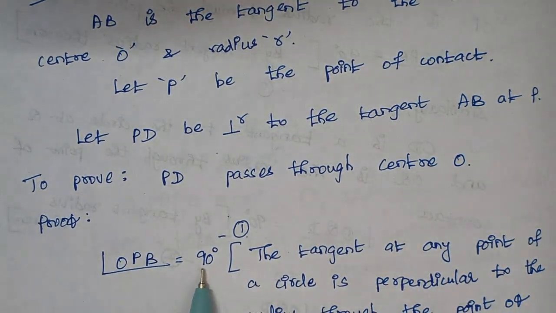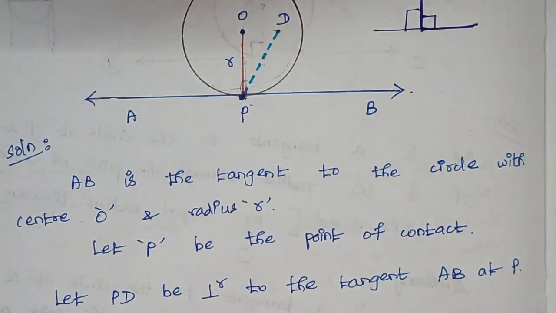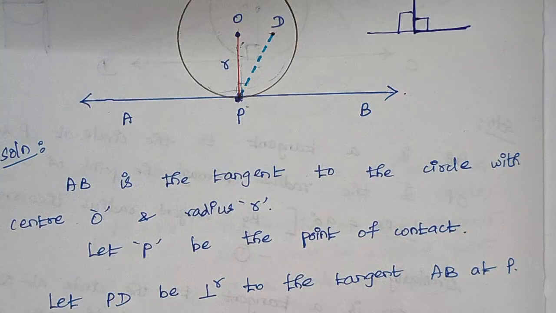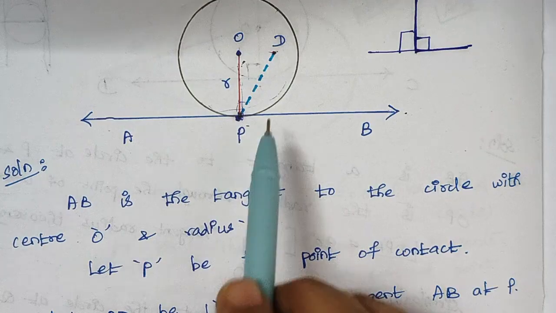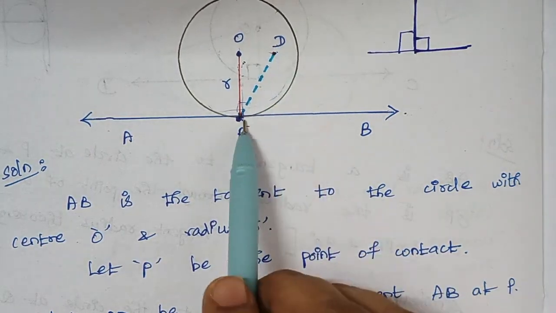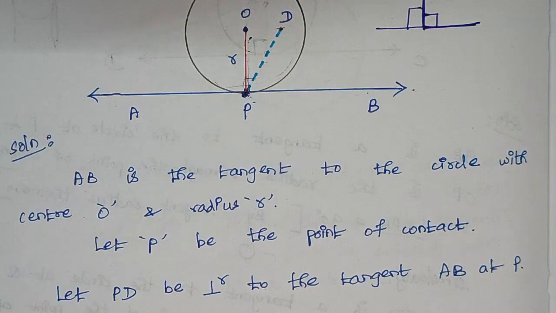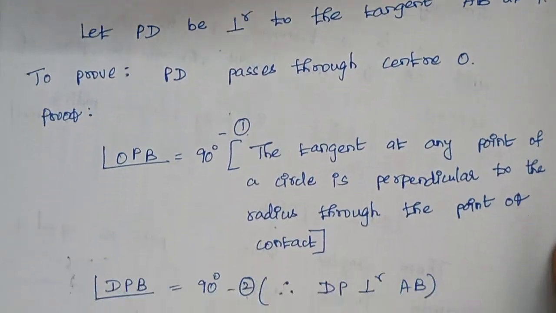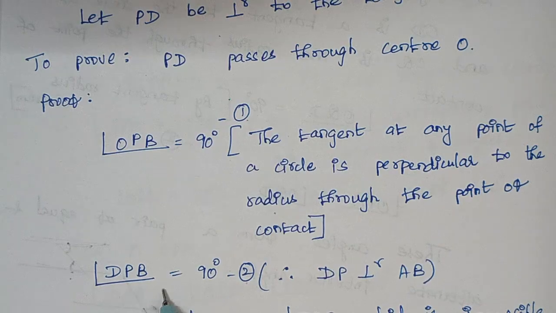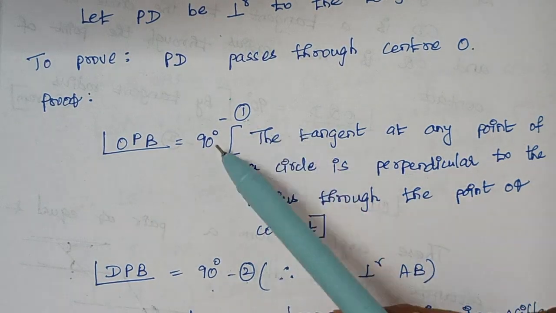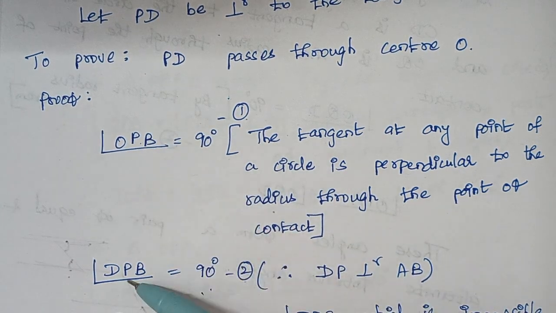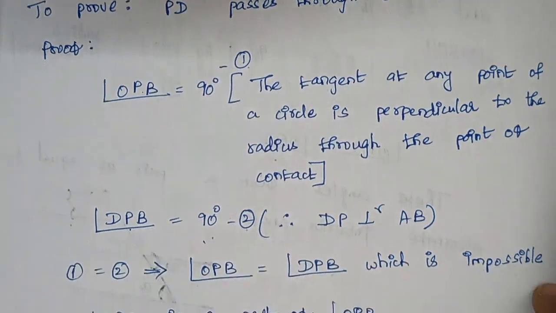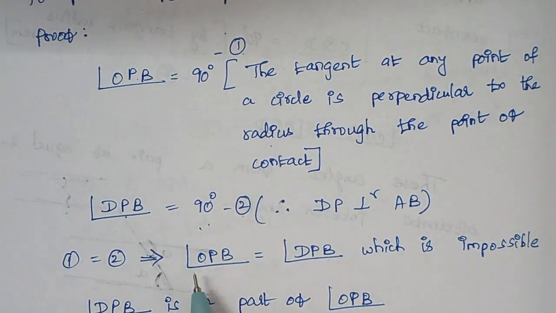So you see, angle OPB is equal to 90 degrees. So it is evident. OPB is 90, but here we are considering that DP is also perpendicular. Therefore, we are writing DPB is equal to 90 degrees. Actually, this is wrong, but since we have to prove, we are writing it. DPB is 90 degrees. So on the right-hand side we have 90 degrees. Therefore, we can write this angle is equal to this angle, so angle OPB is equal to angle DPB.